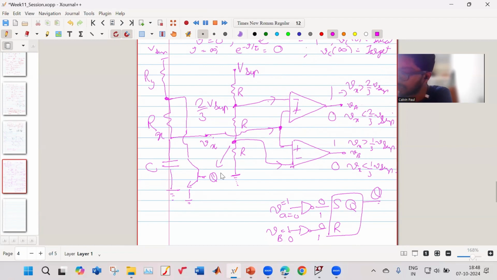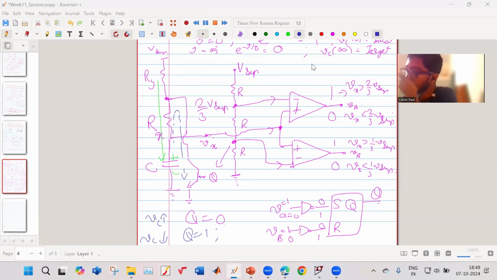Let us consider first, if my Q is 0, what will happen is this will charge. Your current will flow like this, and your capacitor will charge. Its voltage will keep on increasing. Now, if your Q was 1, then the BJT is turned on, so it will discharge like this. Your capacitor will discharge like this. So if Q is 0, your capacitor voltage VC will increase, and if your Q is 1, your VC will reduce. Is this clear?